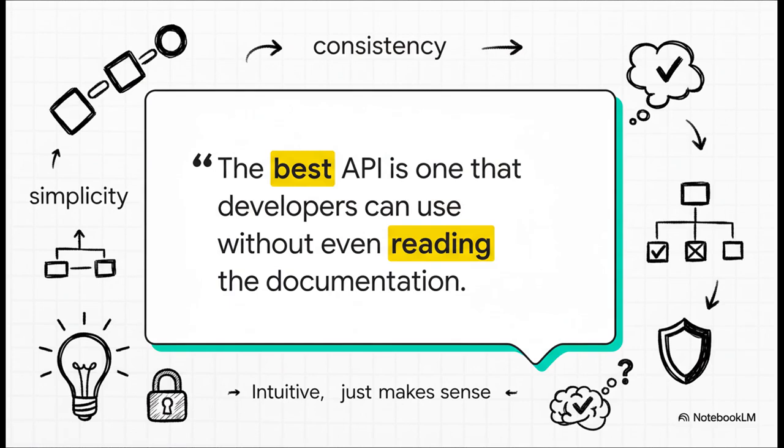You know, when you boil it all down, all these principles we've talked about, consistency, simplicity, security, they're all aiming for one ultimate goal. The source material I was looking at puts it perfectly. The best API is one that developers can use without even reading the documentation. It should be so intuitive that it just feels right.